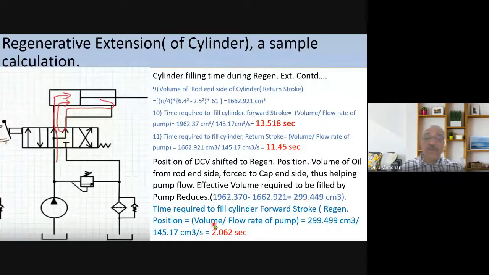So the pump flow time will be volume upon flow rate. What is 249 cm cube? So here you require only 2.062. So compared to 13 seconds, you only require 2 seconds. That means you can save time. That is what we are interested to show. So next slide. You have understood the regenerative method is used for saving time and filling up by using the flow from this side.